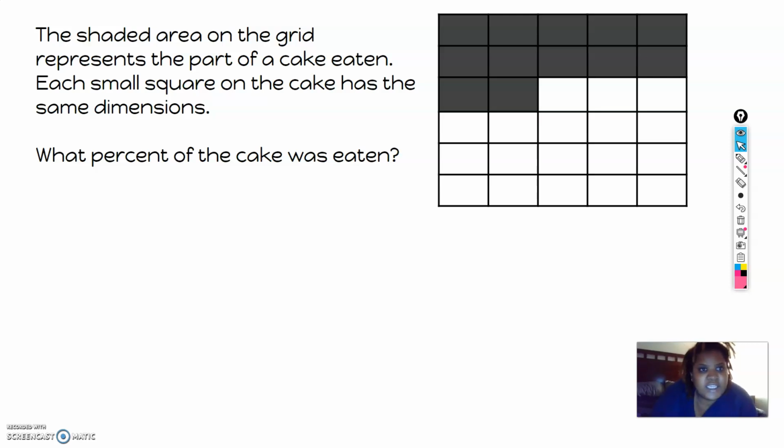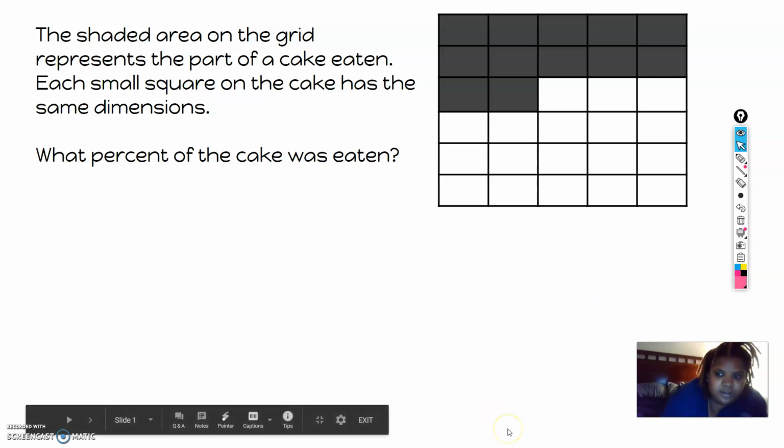So it says, the shaded area on the grid represents the part of an eaten cake. Each small square on the cake has the same dimension. So everybody got the same slice. Everybody got the same piece size. What percent of the cake was eaten?